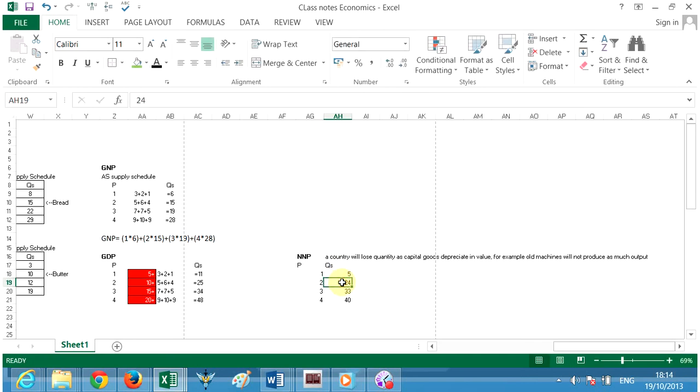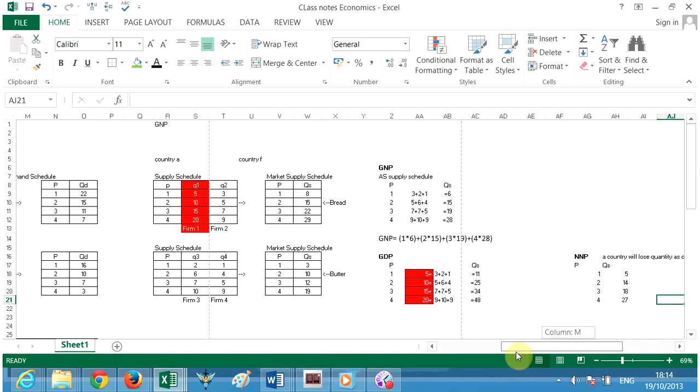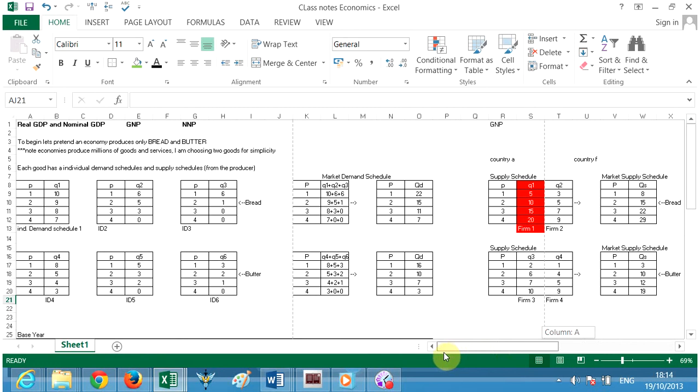Okay? So at this price, we produce 14. At this price, we produce 18. One less than here. Okay? The reason why it's one less is because the capital, the machinery, the things that do make the business grow and expand are getting old now, and they don't produce the same as before. They produce one less. Okay, so that is what NNP is: GDP, GNP, and real GDP and nominal GDP.